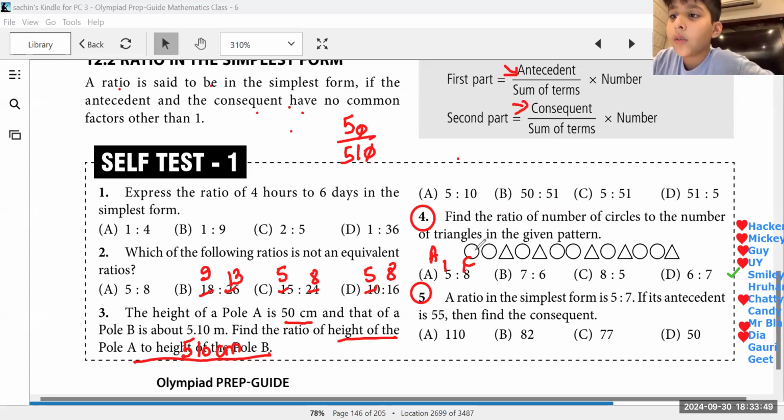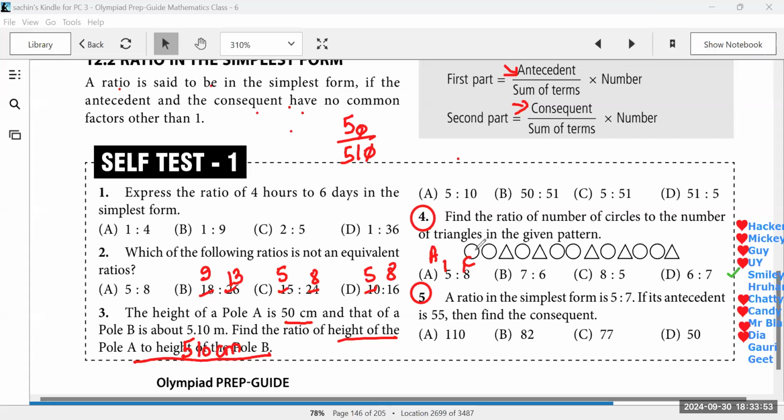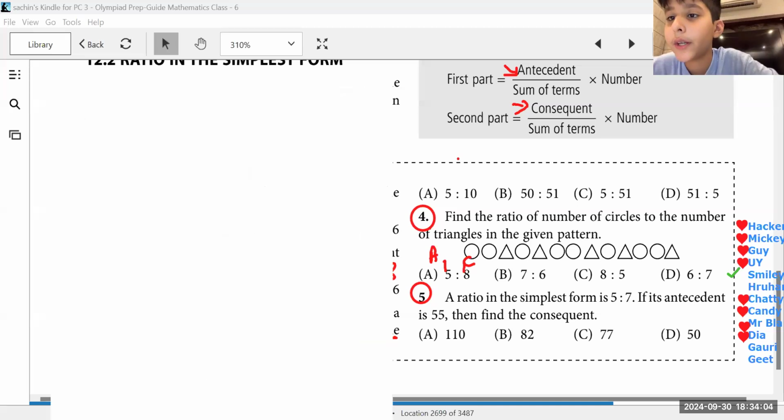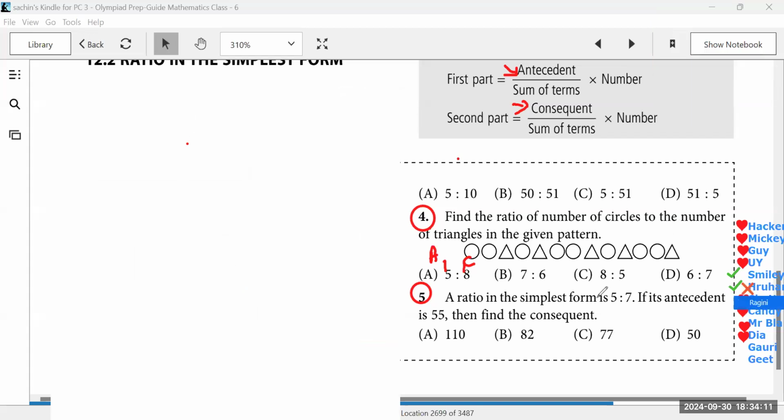Sir, how to find it? Ruhan, Gauri, and Smiley. I don't know the fifth one, so I did the fourth and sent. Sir, can you just wait a minute? I'm almost done. Sir, I'm done. Sir, I'll just send you the answer.